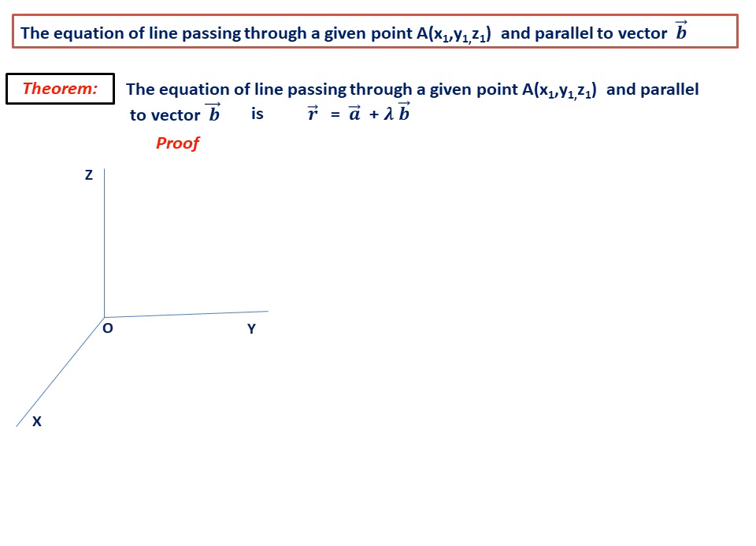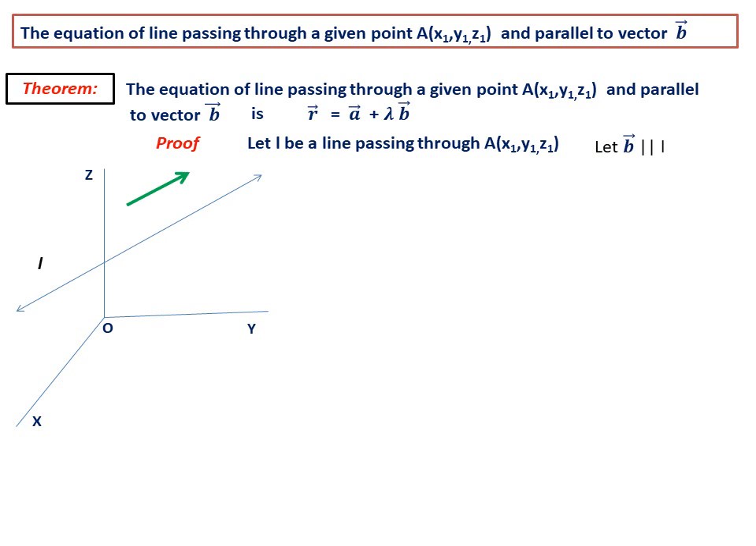Let us prove it. Consider a rectangular coordinate system. Let L be a line passing through the given point and parallel to the given vector. So you can show the diagram like this. L is the line and B is the vector parallel to the given line. Now let the position vector of A be x1, y1, z1. Let us take it as vector A, that is the position vector of the point A.